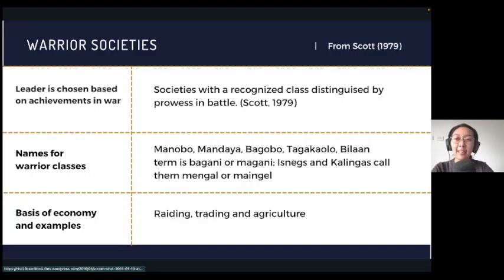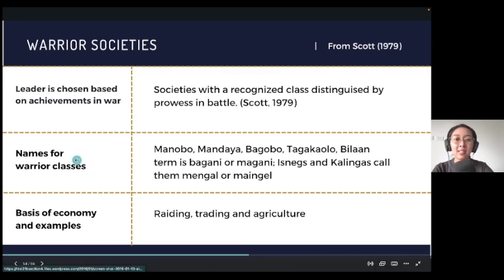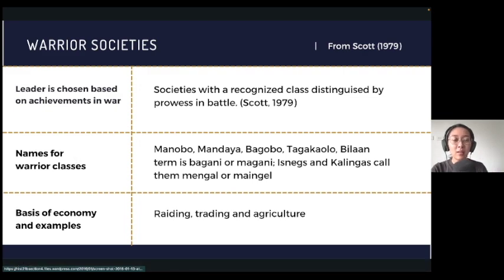The next form of society are warrior societies, where a leader is chosen based on their achievements in warfare. So you can tell then that classes distinguished by prowess in battle or their ability to fight, defend, and attack. Now, there are names for warrior classes in different parts of the Philippines, which shows us that they're present in different spaces, even if these spaces are very far away from each other.